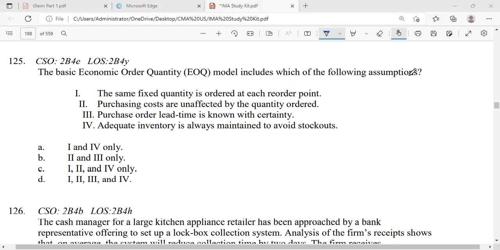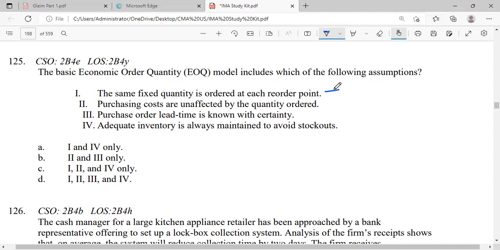Now, the same fixed quantity is ordered at each reorder point. What do you think? Is it right? Each reorder point, a fixed quantity is ordered. I'm just talking about it, I'm not giving an answer here. Then the next point: purchasing costs are unaffected by the quantity ordered. Then purchase order lead time is known with certainty. And then adequate inventory is always maintained to avoid stockouts.